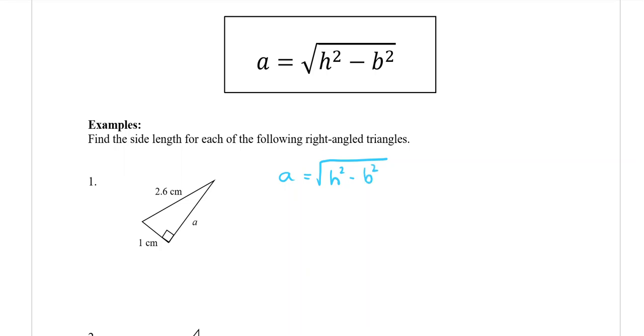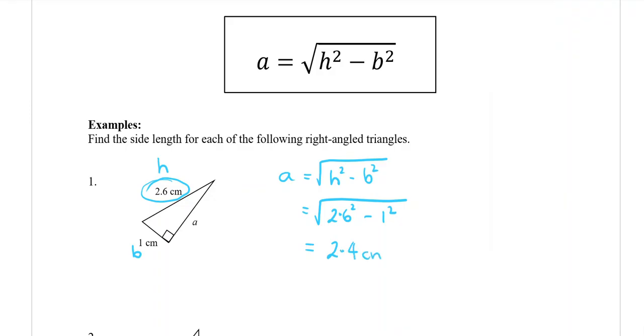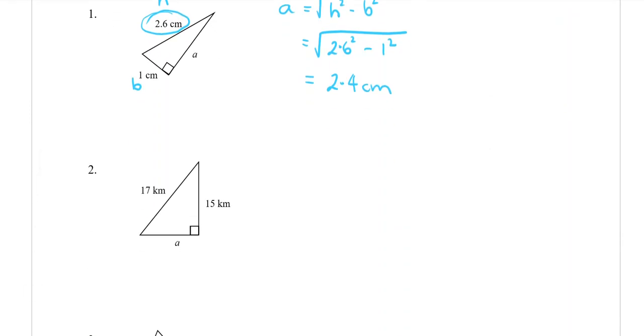Now in the first question, it didn't really matter which one was the A and the B, the first type that we did last lesson, but in this one, it is important that your hypotenuse, which is the bigger number, goes first. So this one needs to be the hypotenuse, which means this one will be the B in the formula. Subbing that in, we get 2.6 squared minus 1 squared. Third line, type it in. 2.6 squared minus 1 squared is 2.4 centimetres.